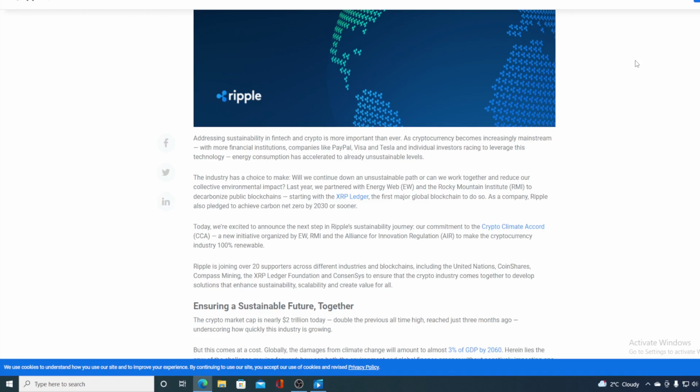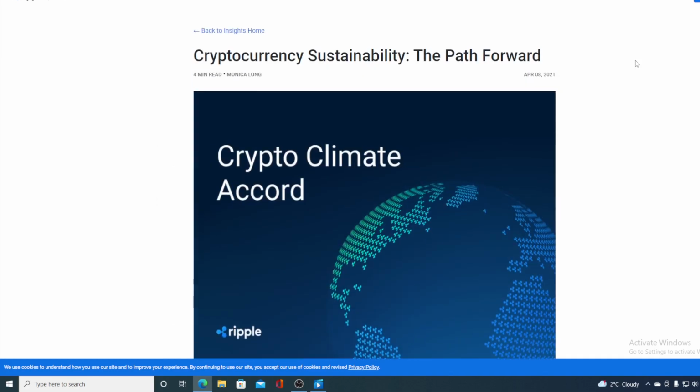Last year, we partnered with Energy Web, EW, and the Rocky Mountain Institute to decarbonize public blockchains, starting with XRP Ledger, the first major global blockchain to do so. As a company, Ripple also pledged to achieve carbon net zero by 2030 or sooner. So you can see that they are worrying about the ecology and the planet, so they are going green.